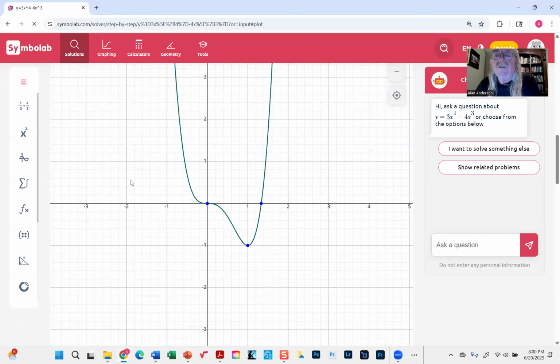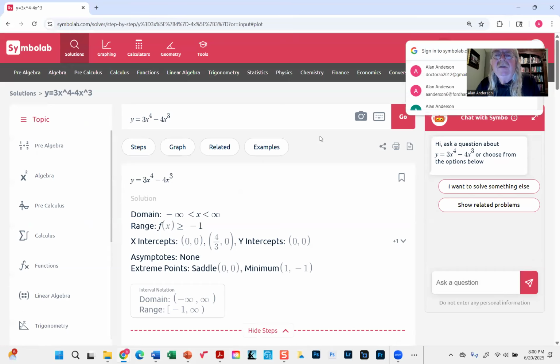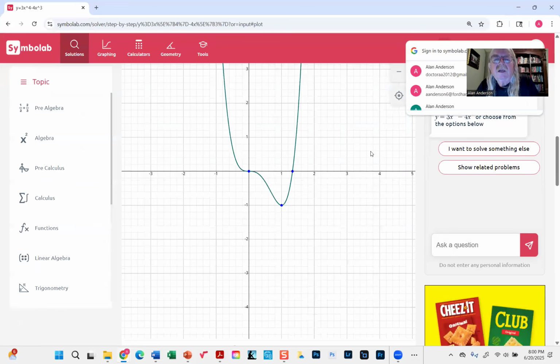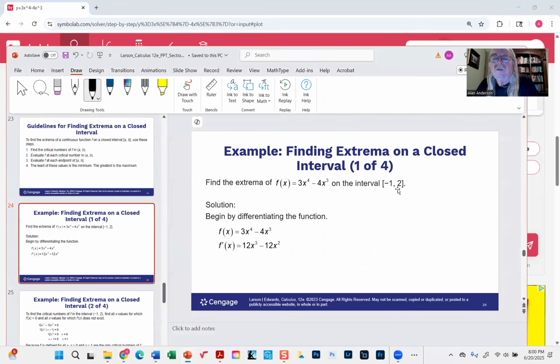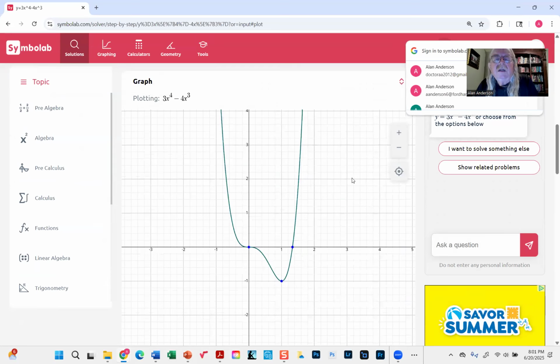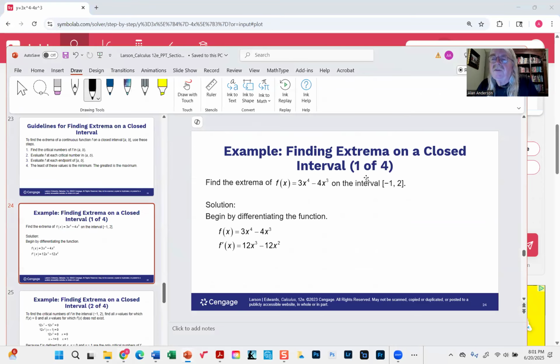Oh, now that's kind of strange. But there it is. That's what it looks like. So we're only interested, though, if you notice, in the closed interval -1 to +2. So we're going to start. Now, of course, our job is to find all the potential points that could be a relative maximum or minimum.